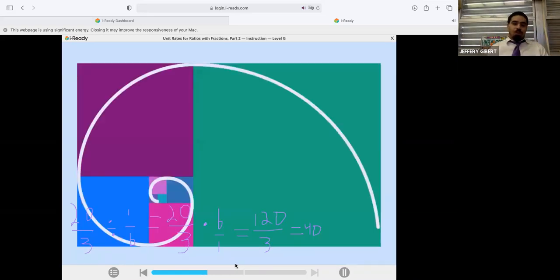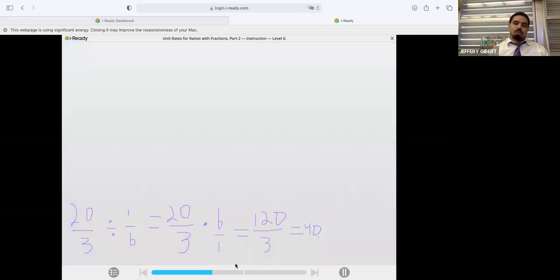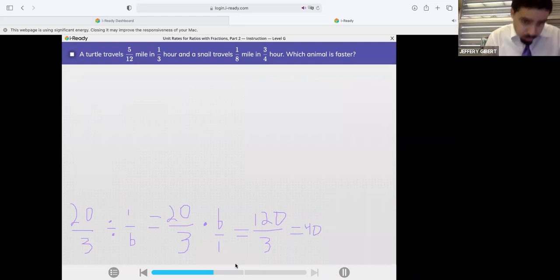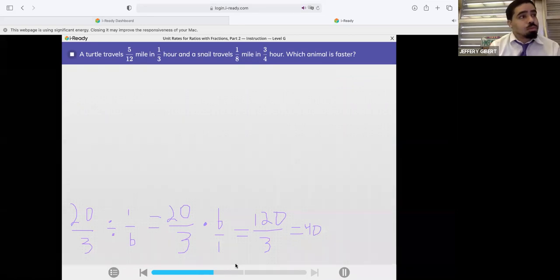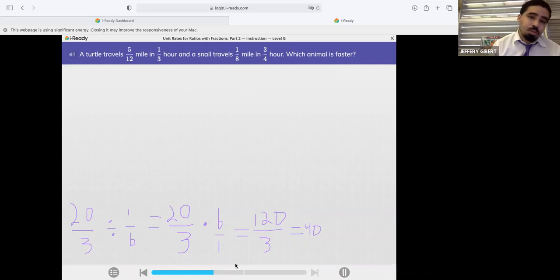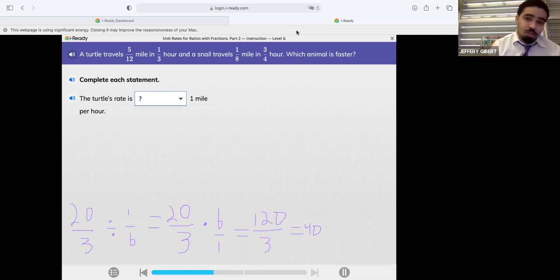All right, we got one more section. A turtle travels 5/12 of a mile in 1/3 of an hour, and a snail travels 1/8 of a mile in 3/4 of an hour. Which animal is faster? First, estimate each speed. Complete each statement. All right, so I'm gonna do the first question in the section so you all can see what to do. Then I'm gonna call on people.